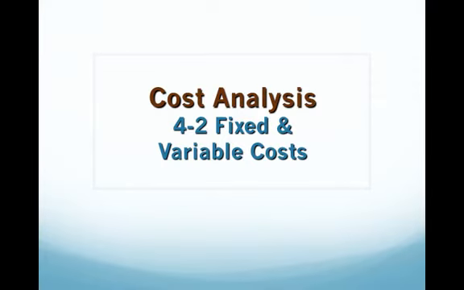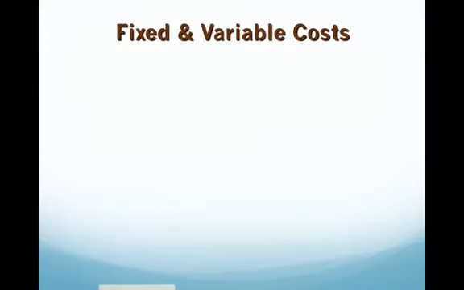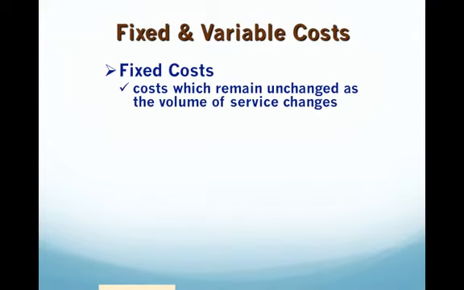Hi, this lesson in cost analysis is about fixed and variable costs. Let's take a look at the difference between these two types of costs. First, fixed costs are those costs that are basically constant regardless of the number of people you're serving, or regardless of the volume of your service. We actually talked about this in one of the previous examples. Remember the church camp, in which some of those costs were fixed.